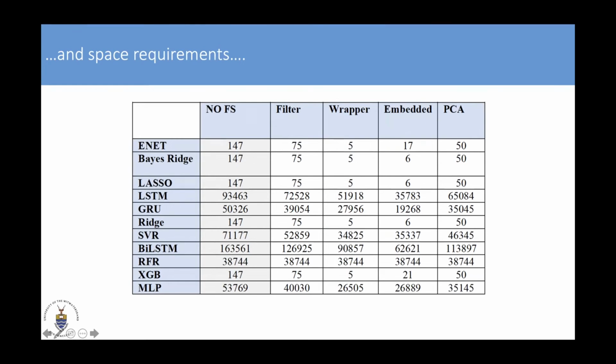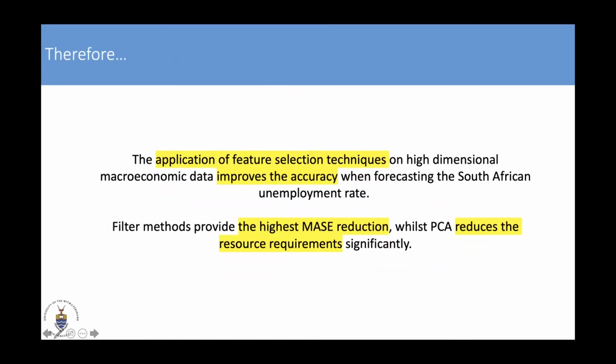So the dimension reducing techniques are useful in our case if computational performance and space are quite important. But our assessment is that that's not the most important thing when you're trying to forecast the unemployment rate. So we don't think it's the most critical thing to focus on. Rather, we should probably not even apply it to the South African context. We should instead focus on filter and wrapper methods because we saw an improvement.